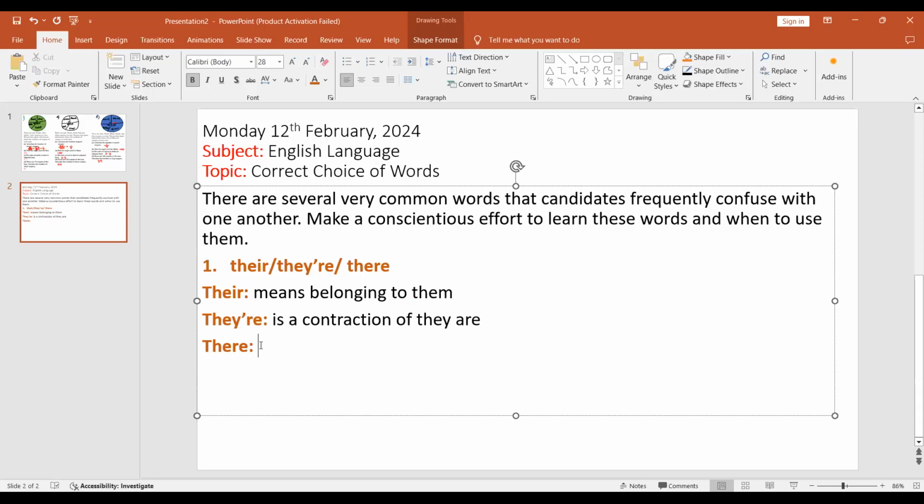Now there, as in THERE, what does that mean? Showing location, yeah. It's like put it over there, right? Where? Over there. So you're trying to show location. So use it to show location, or use it to point out something.